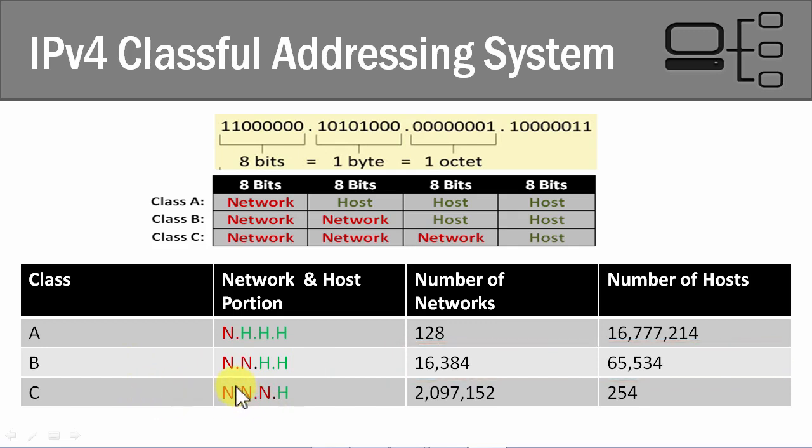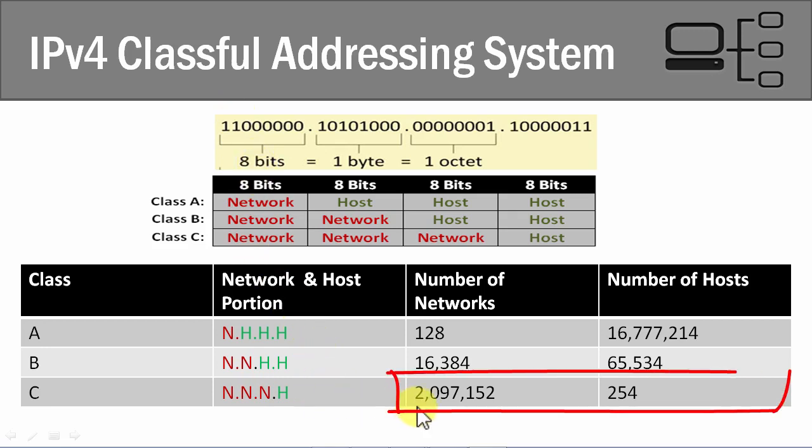And then lastly, Class C. So they assigned the first 3 octets, which would be 24 bits. And if we do 2 to the 24, that will allow them to create roughly 2 million different Class C addresses. And for each Class C network, you can have a total of up to 254 hosts on that network.